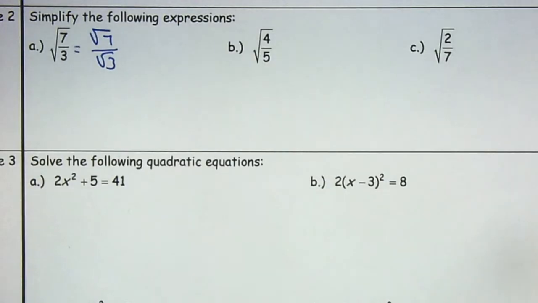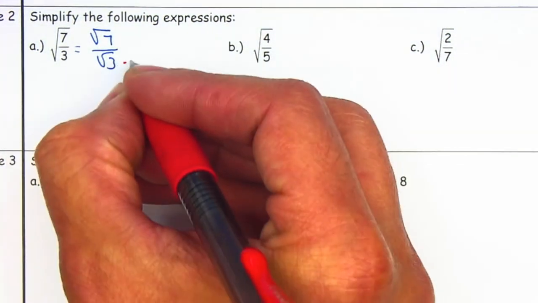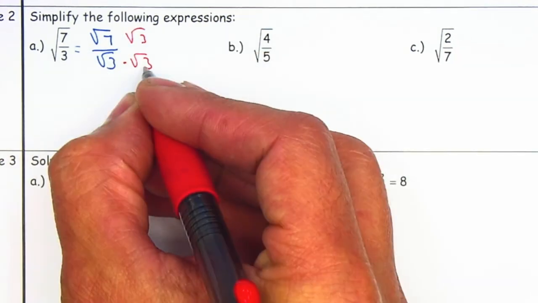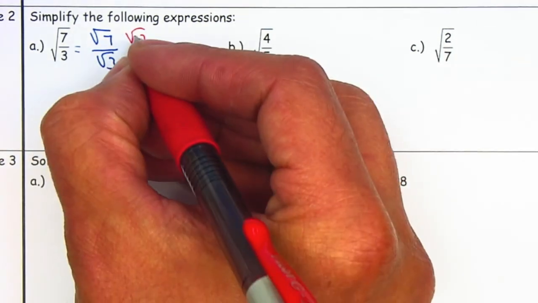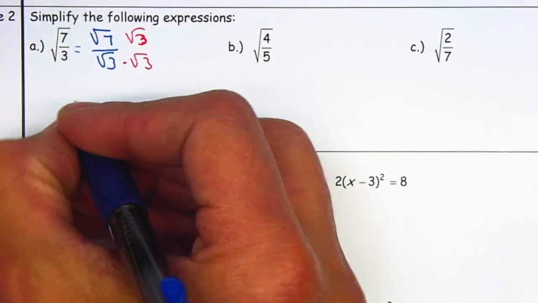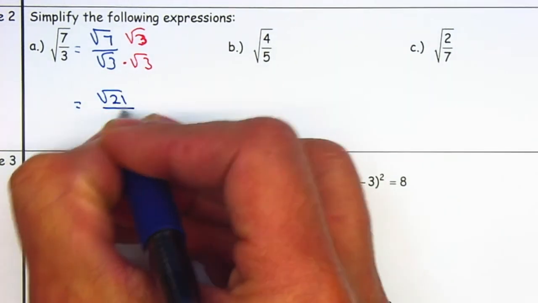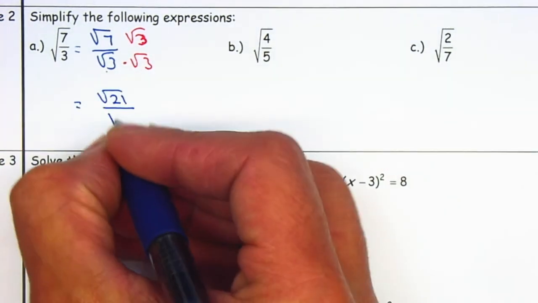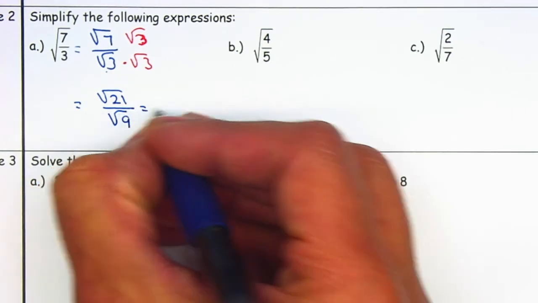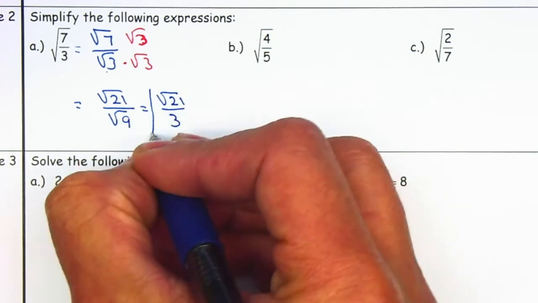We basically are going to get rid of the square root on the denominator by multiplying by the square root of 3. Since this is square root of 3, we're going to multiply the top and the bottom by square root of 3. Then we're going to simplify, so square root of 7 times square root of 3 will be square root of 21. Square root of 3 times square root of 3 will be square root of 9. Now we know that the square root of 9 is equal to 3. And that will simplify it.